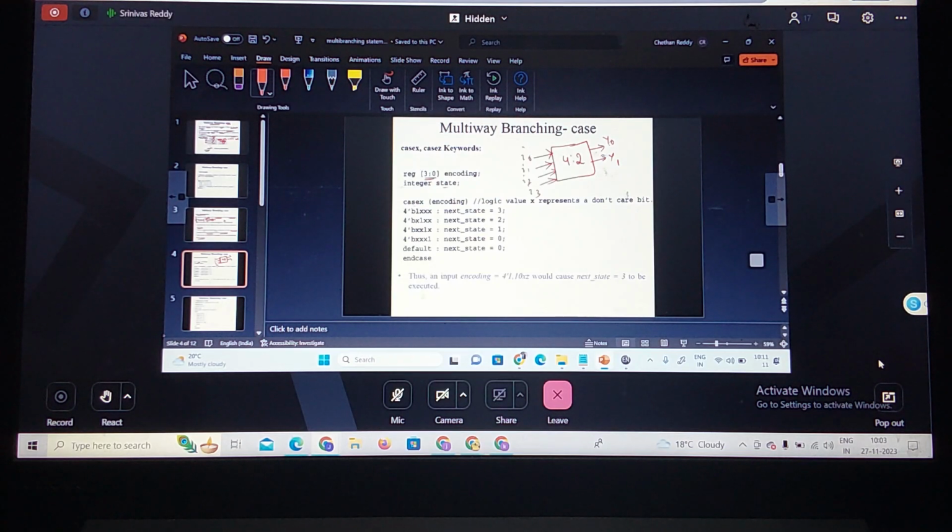Now, in the case condition, we are writing case X is equal to what? Encoding. If encoding is 4'b1XXX, what is XXX? In the case X statement, it is treated as a don't care.